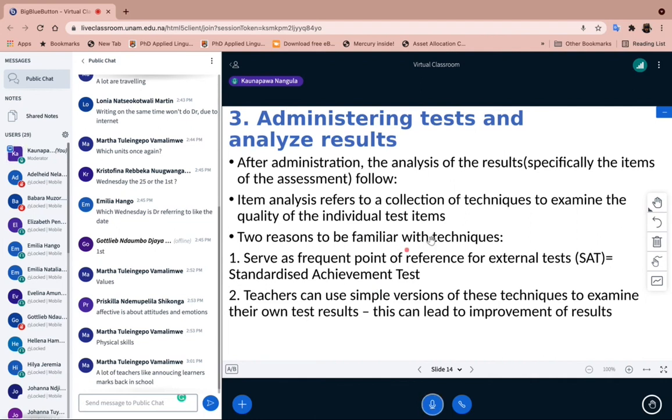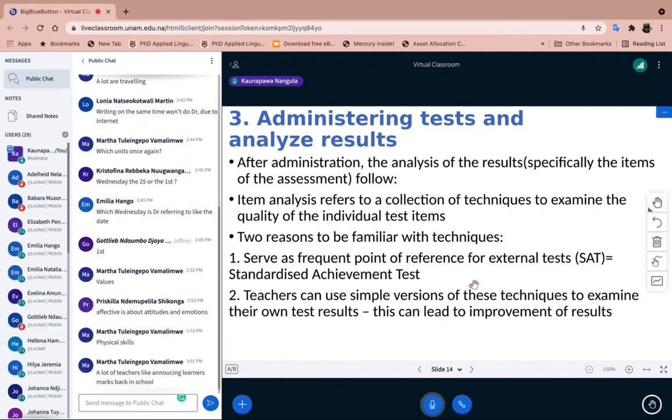to be familiar with techniques. So why you need to have the techniques to review the quality of individual test items. It serves as a frequent point of reference for external tests, such as SAT. And then teachers can use simple versions of these techniques to examine their own test results, and this can lead to improvement of results. Right?